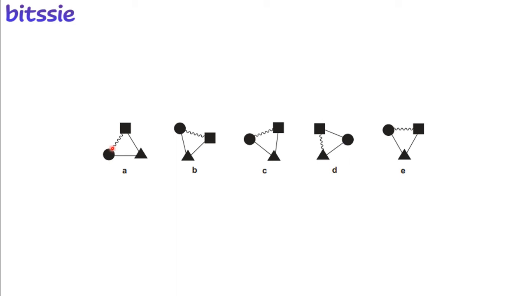Finally, let's look at how the lines and shapes interact. In A, the wriggly line goes between the square and the circle. In B, it is also between the square and the circle. In C, it is also between the square and the circle. However, in D, it's between the square and the triangle. Finally, in E, it's between the circle and the square. So the odd one out is quite clearly D, because it's the only shape where the wriggly line goes from the square to the triangle.